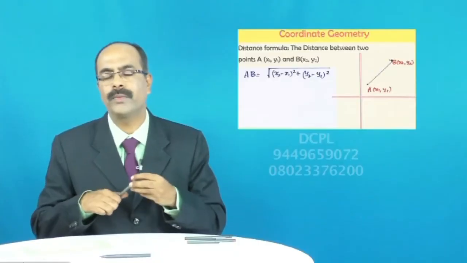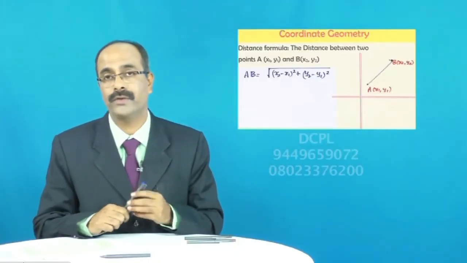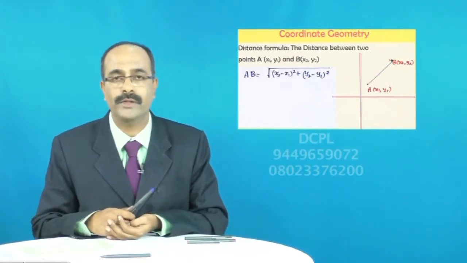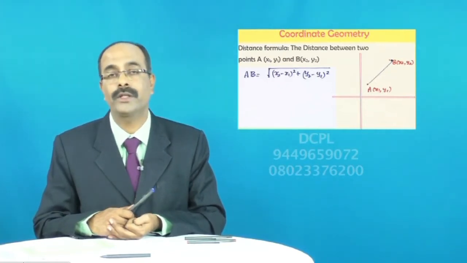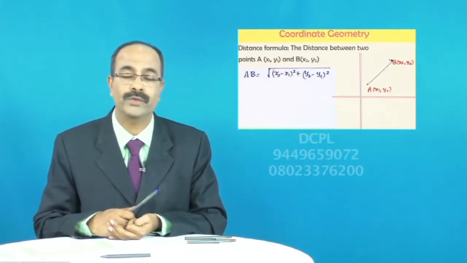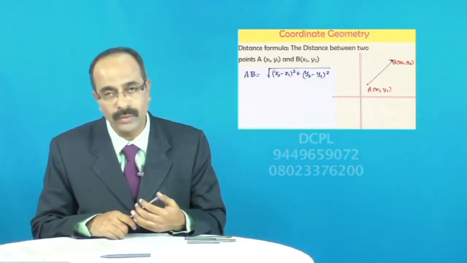Dear students, the points need not always be in the first quadrant. It can be any quadrant, whether first quadrant, second quadrant, third quadrant, or fourth quadrant, it is immaterial. Here x1, x2, y1, y2 belong to the set of real numbers. Right? And of course, there is a clear proof for this.